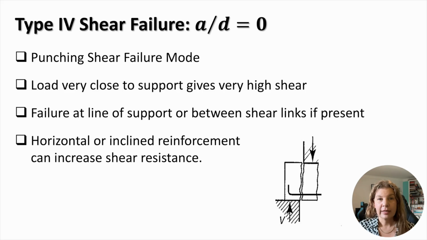Type 4 shear failure occurs when the shear span ratio equals 0. In this case, the structure fails in punching shear mode. This failure mode can occur in beams when the high load is very close to a support. High shear force causes failure at a vertical line between the load and support, or between shear links when they are present. Punching shear can also occur in flat slabs at connections with columns. Additional horizontal or inclined reinforcement can increase resistance to punching shear.